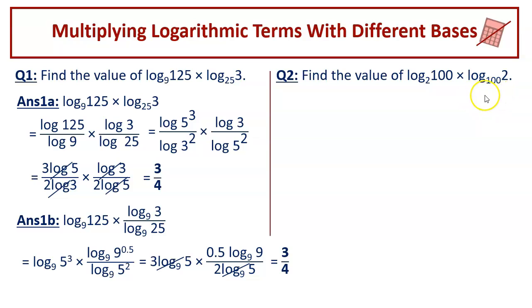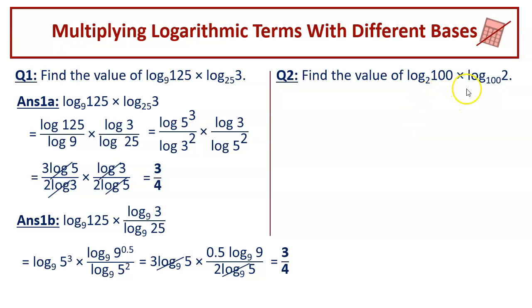If we take the common base as 100, then we have to change this term. It will be log of 100 to the base 100, that is fine, over log of 2 to the base 100. But do we know the value of log of 2 to the base 100 without a calculator? Check if you can find the value.